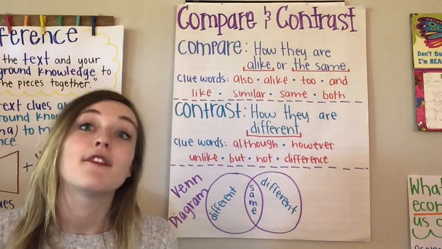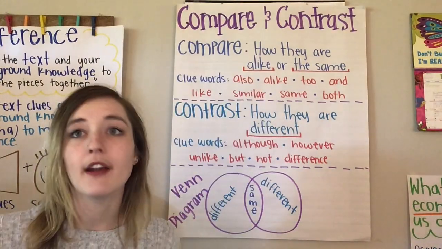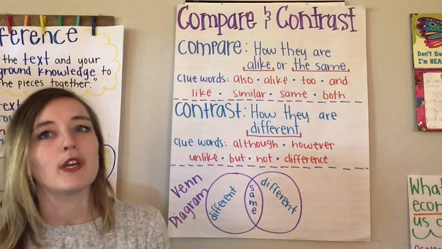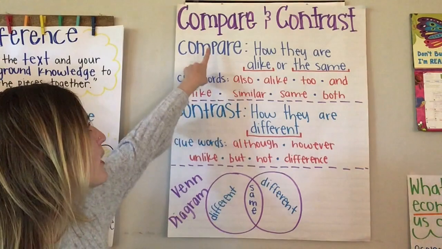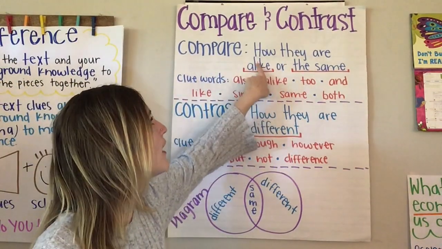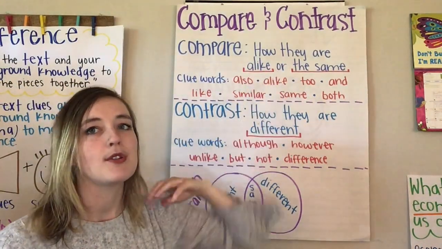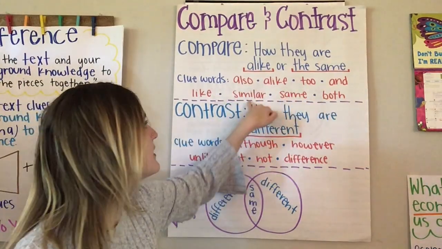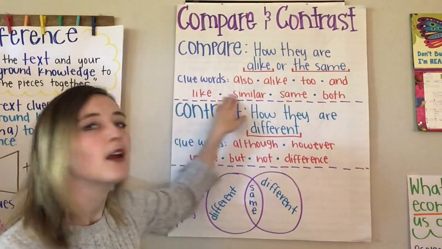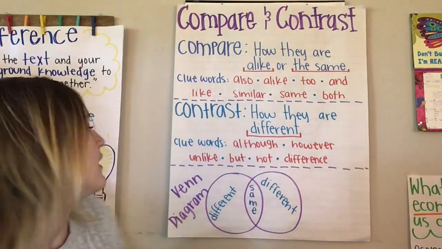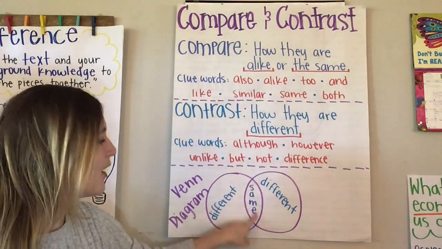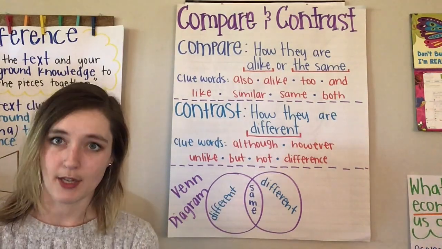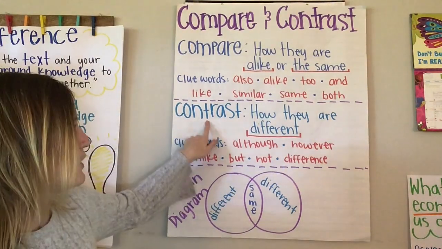All right, we do a lot of comparing and contrasting in our ELA lessons. We usually do it after we've read two texts. When you compare and contrast, you are comparing, looking at how they are alike or the same. Some clue words are also, alike, to, and, like, similar, same, both. Compare means to find out what they have in common. If we're looking at our Venn diagram right here, what is the same about the text or anything else that you're comparing? And then what we do is we contrast.